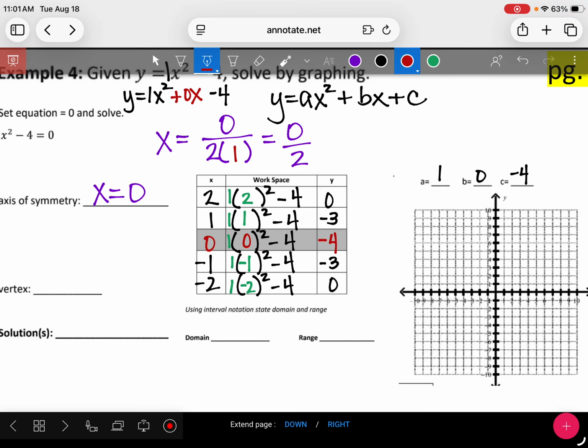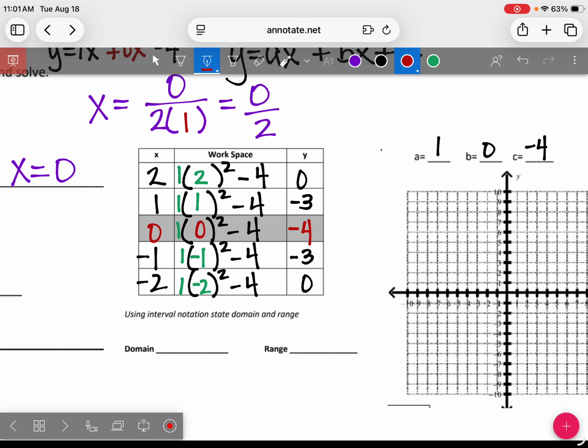All right, so let's go ahead and graph it. I'm going to come over here and graph it. So -2, 0, -1 down 3. And just do your best to sketch it. Doesn't have to be perfect.